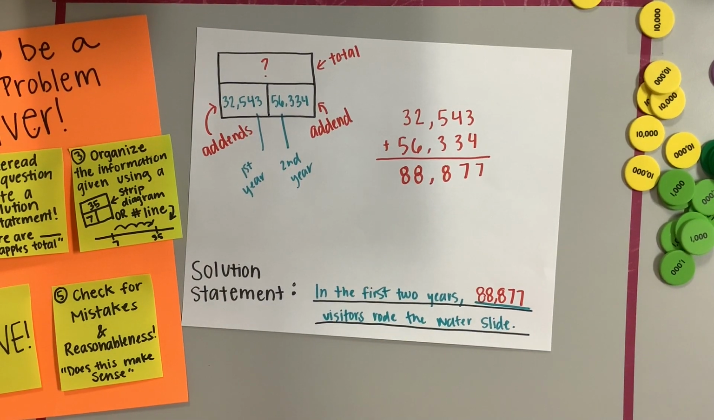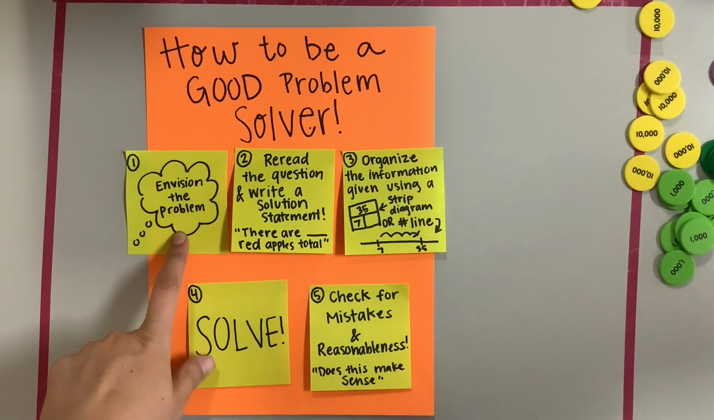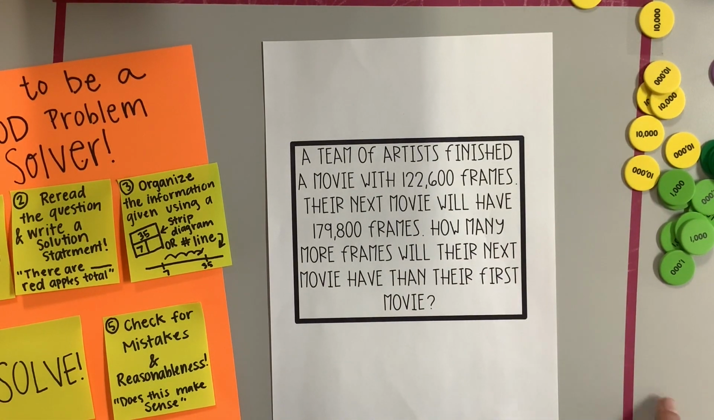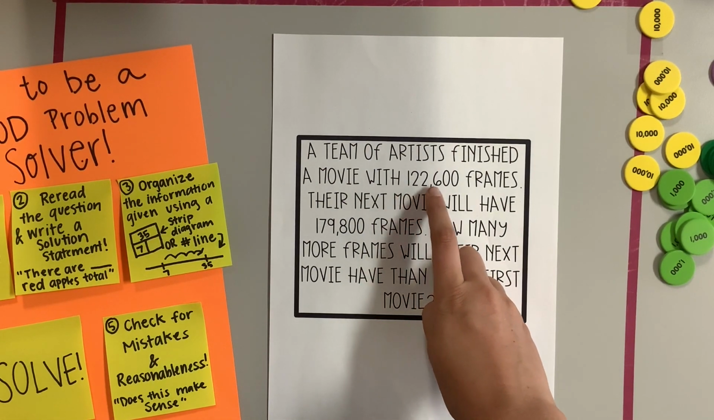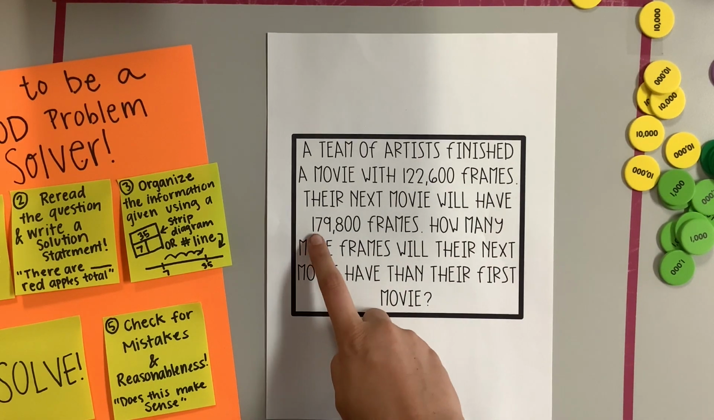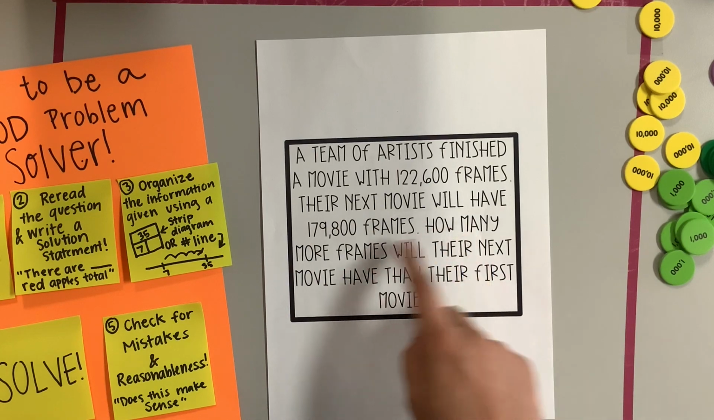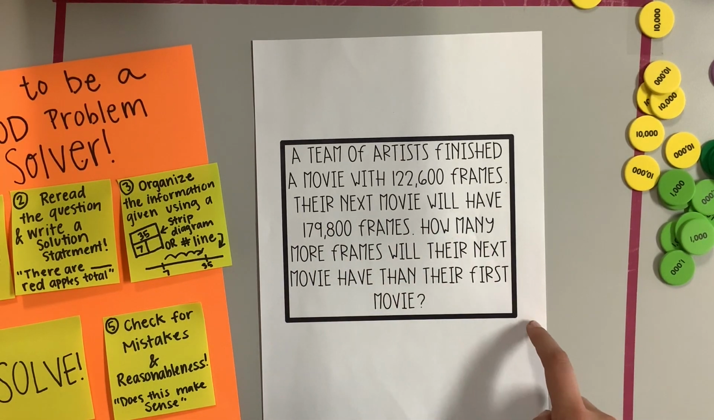Let's try this again with a new problem. Let's start by envisioning the problem. Will you envision as I read? A team of artists finished a movie with 122,600 frames. Their next movie will have 179,800 frames. How many more frames will their next movie have than their first movie?